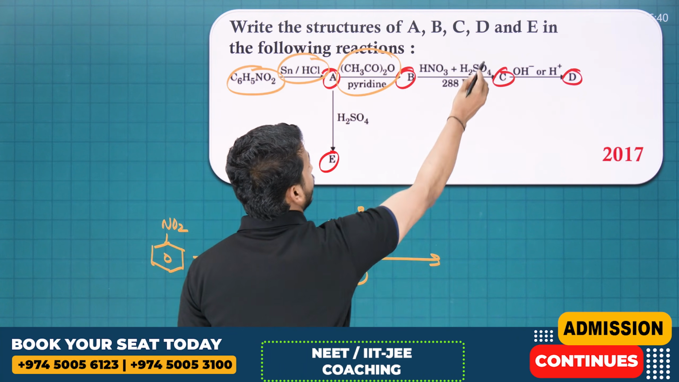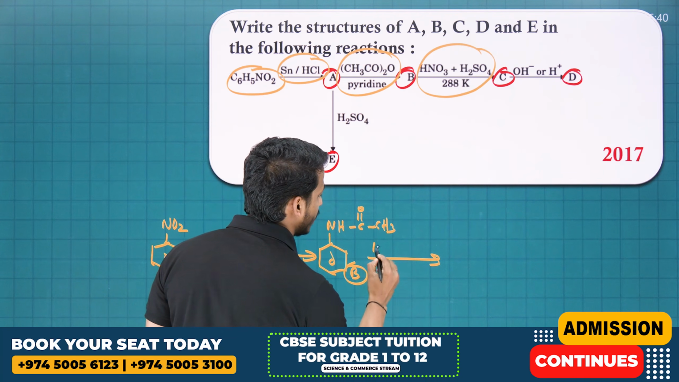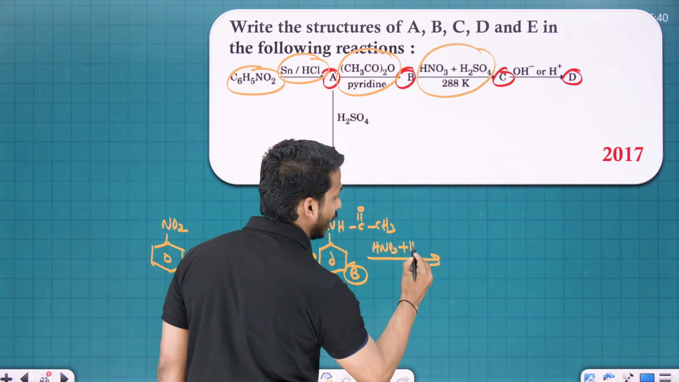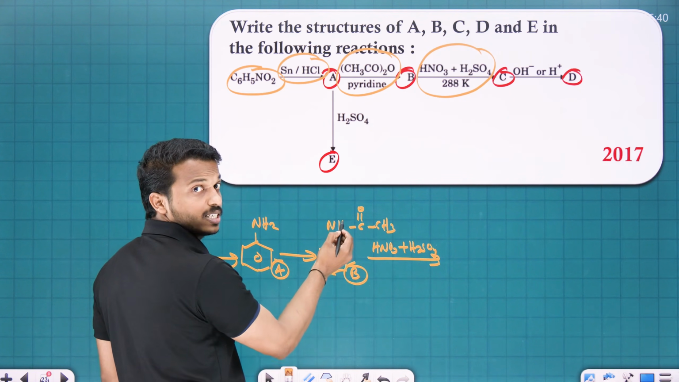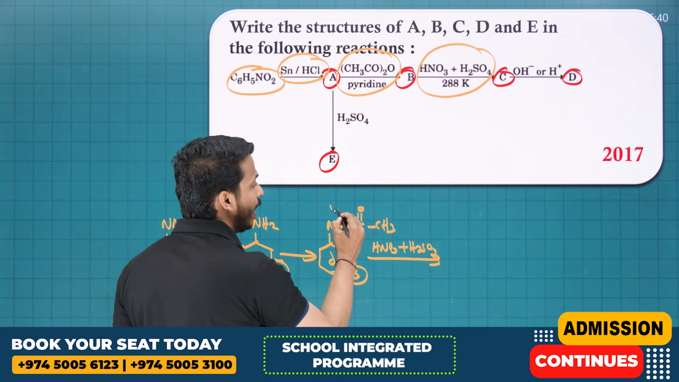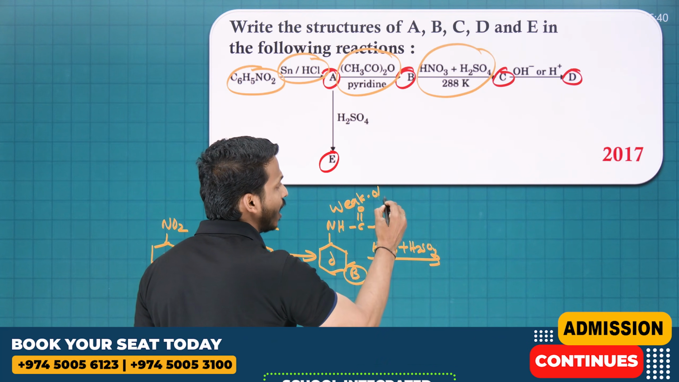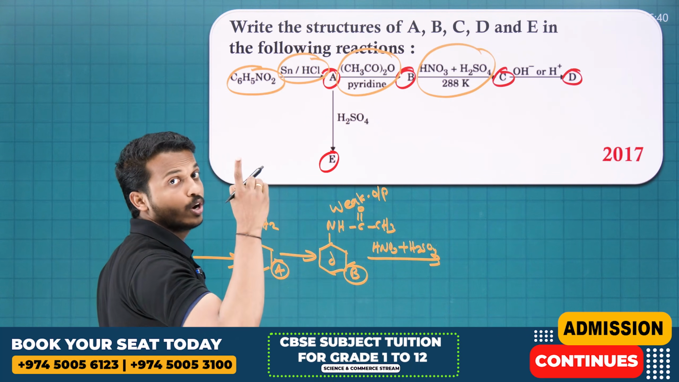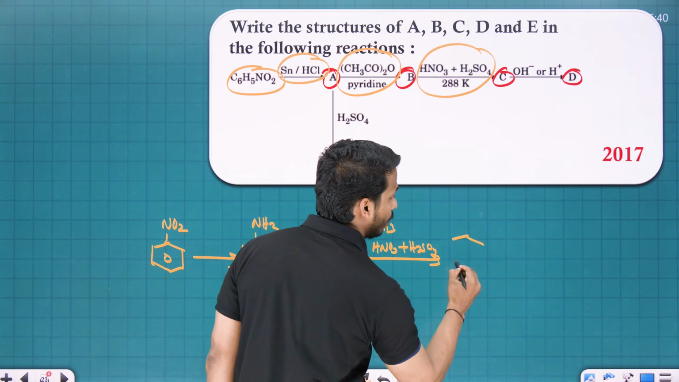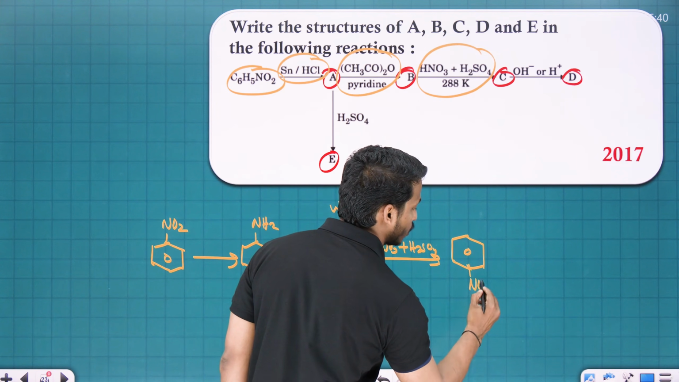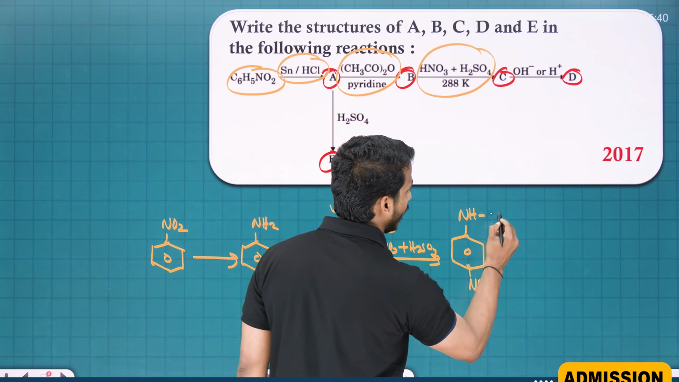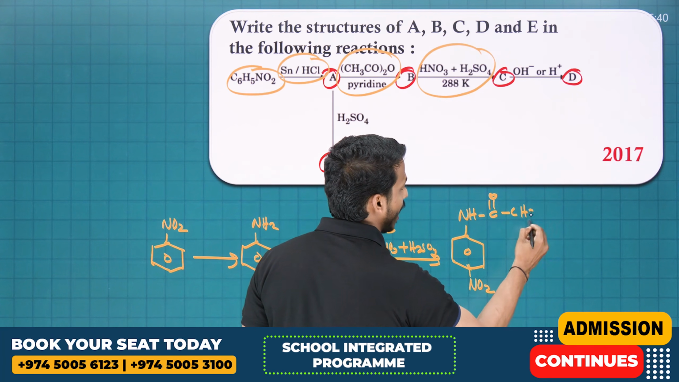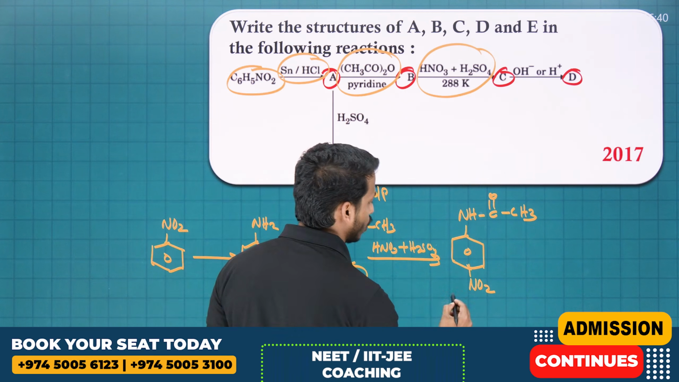This is treated with HNO3 and H2SO4. What is HNO3 and H2SO4? Nitration. This is an amide actually, CONH. Amides are weak ortho para directing groups. So the nitro group can go to ortho and para, where para is the major product. So let me place the nitro group on the para position. It will be NHCOCH3, para nitroacetanilide. This is your compound C.